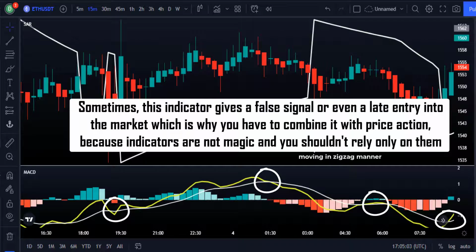Sometimes this indicator gives a false signal or even a late entry into the market, which is why you have to combine it with price action, because indicators are not magic and you shouldn't rely only on them for trade entries.